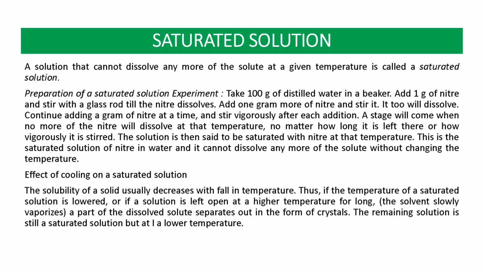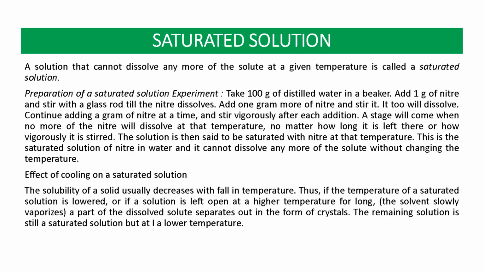So, preparation of saturated solution. By this experiment you can understand how we prepare a saturated solution. Take 100 gram of distilled water in a beaker, add 1 gram of niter and stir with a glass rod till the niter dissolves. Add 1 gram more of niter and stir it. It too will dissolve. Continue adding a gram of niter at a time and stir.